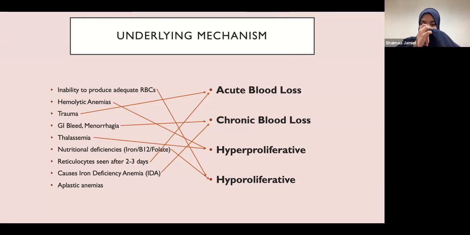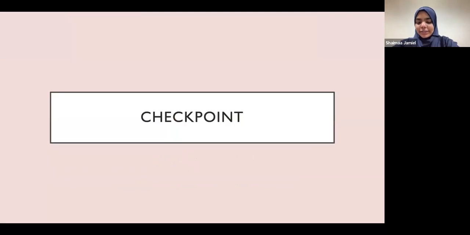Where do aplastic anemias belong? A means no, plasia means division. There's no division. Hypo, does everyone agree? Yes? Okay. Aplastic anemia is hypoproliferative, okay? And we're going to look at aplastic anemia right now. So this is classifying by underlying mechanism.